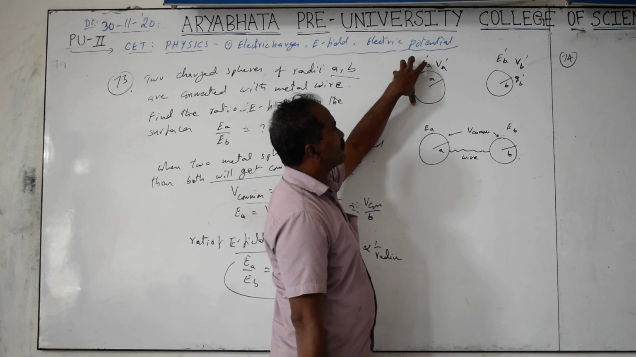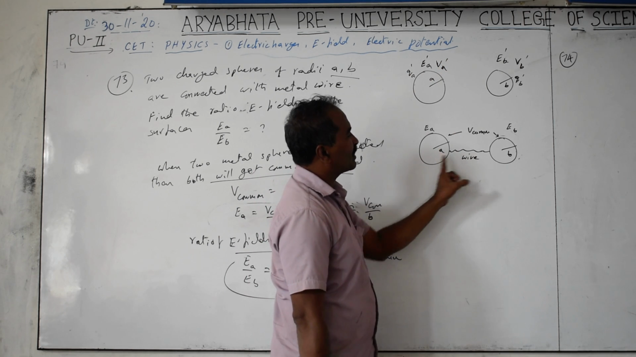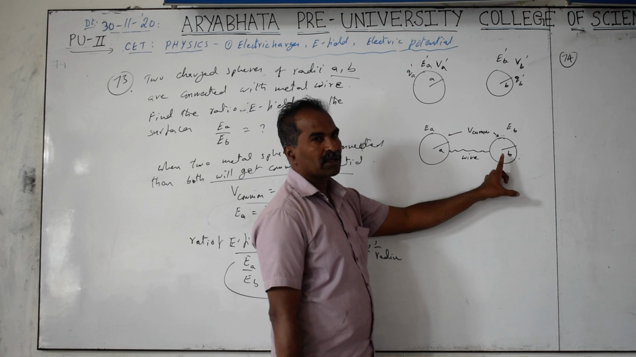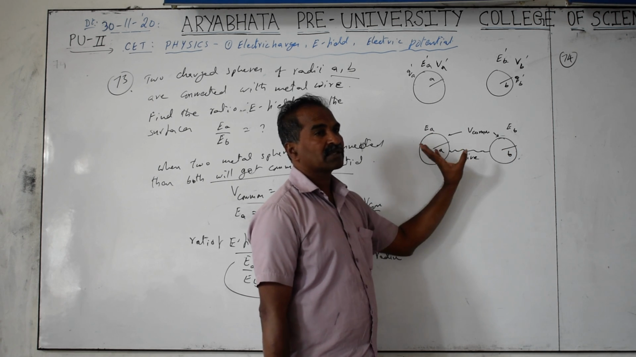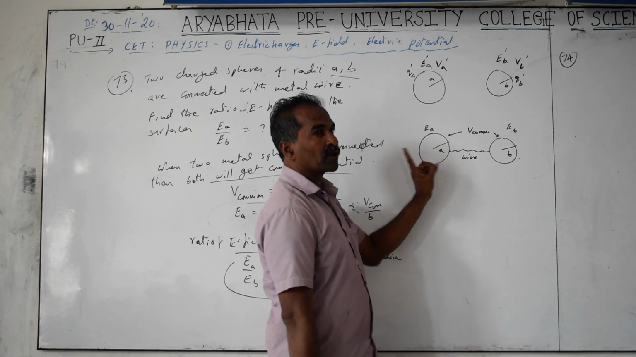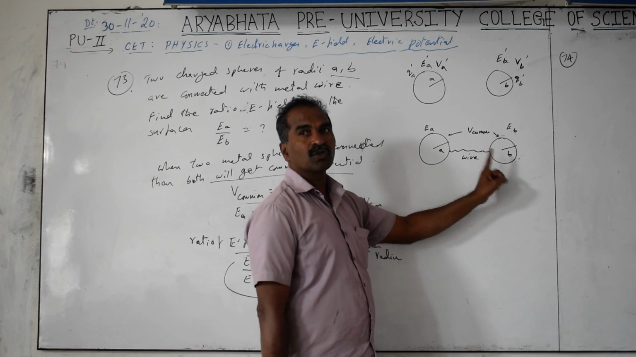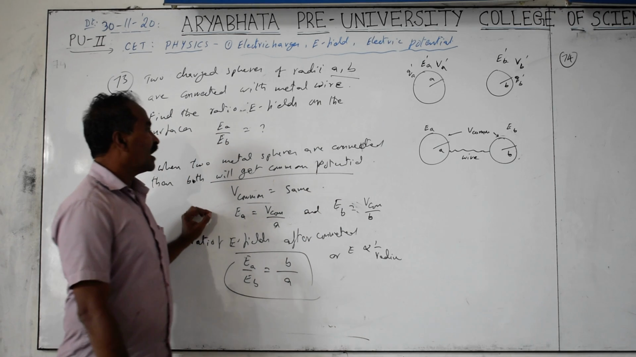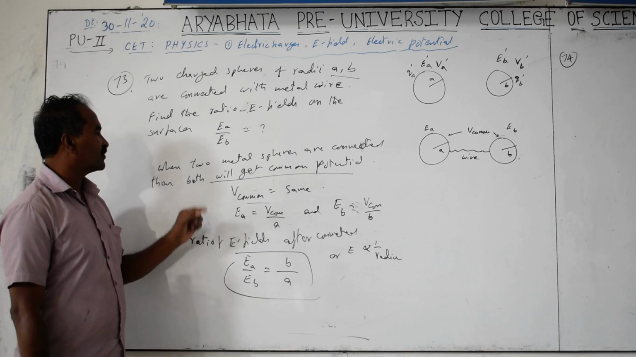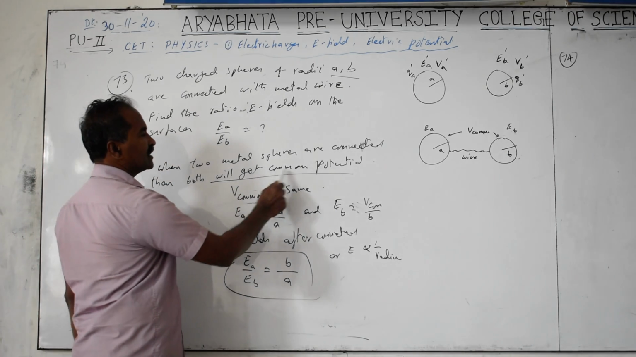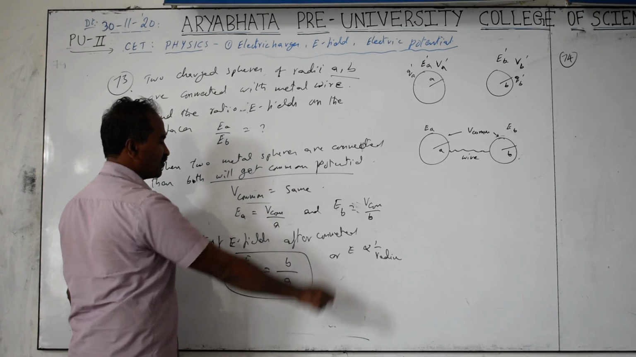Before connecting, the electric potentials may be different, but when you connect with a metal wire, charges will travel from the sphere of high potential to low potential, based only on the potential difference, not because of other reasons. After all of it travels, both get a common potential. So when two metal spheres are connected, V common is the same for both.